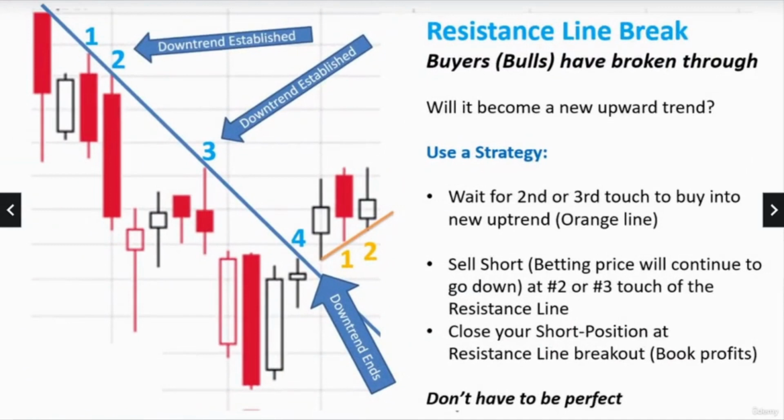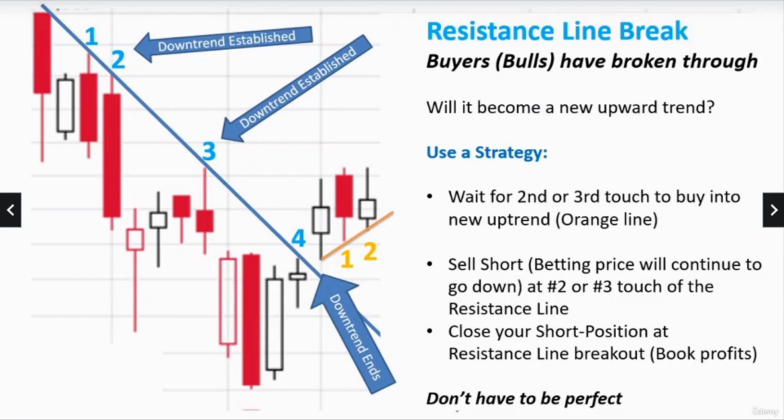Another way that things could happen is, let's say a resistance line breaks, right? So the buyers or the bulls have broken through. You were on a deep downward trend, and it's been broken through. The trend is well established. You can see the downtrend here on this image is established. You could have bought, you can see that on the second touch or the third touch that it's definitely a downtrend established. Even at the fourth touch, you could say, well, it's still part of a downtrend. And the question is, will it become a new uptrend once it's broken through, right?